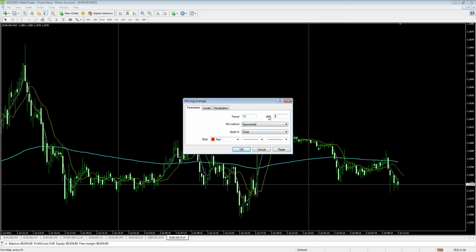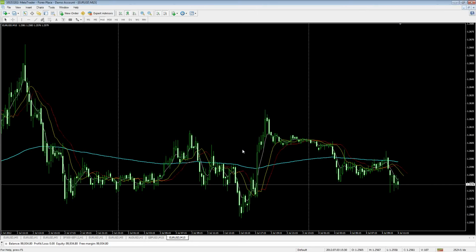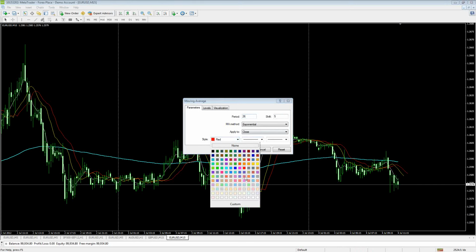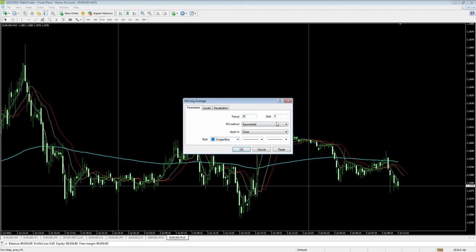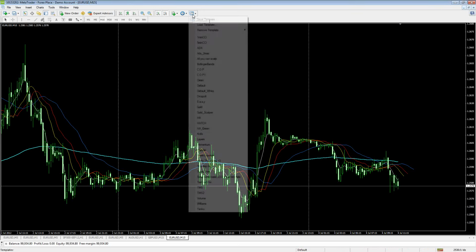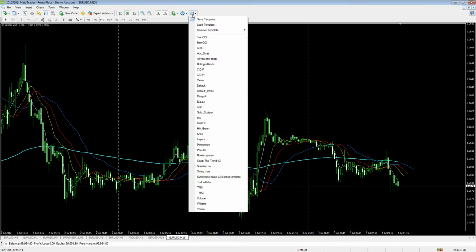Let's color it red, and we'll shift it 5. Okay, just like the alligator, if some of you know this indicator. And another moving average is 26, and we'll shift it 8 candles forward. So this is basically the setup we have. You can name it however you wish to name it.